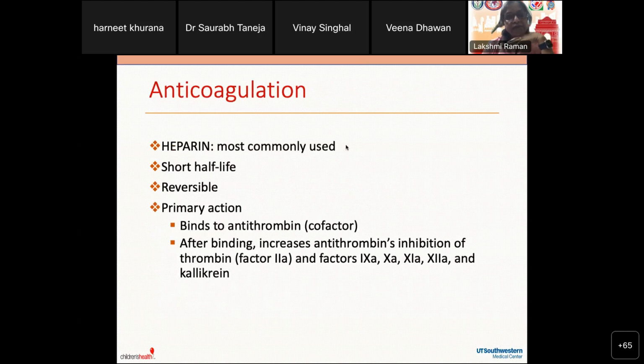So what are the anticoagulant agents that we commonly use? Heparin is often the most commonly used agent. At least I think in India you typically use heparin. And why is that? It has a short half-life, it is reversible, and its primary action happens by binding to antithrombin. After binding, it increases the antithrombin inhibition of thrombin and other factors, and kallikrein. Next slide, please.